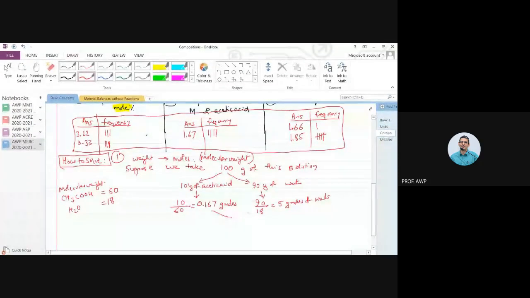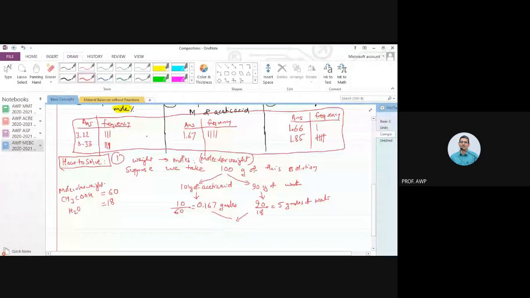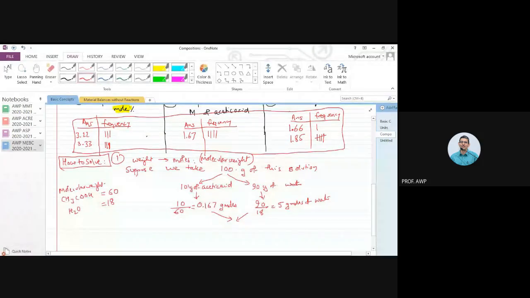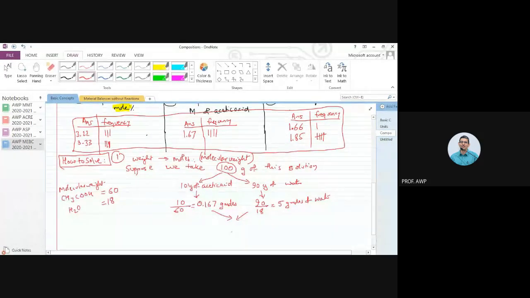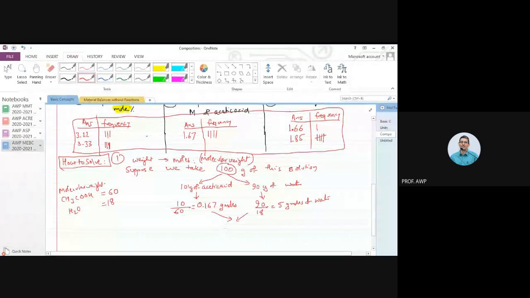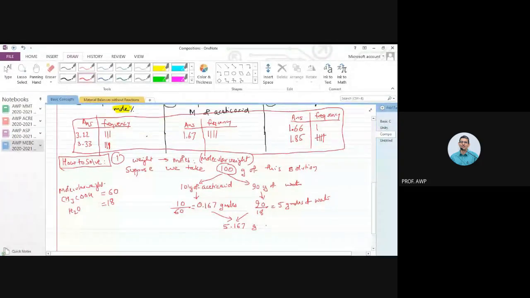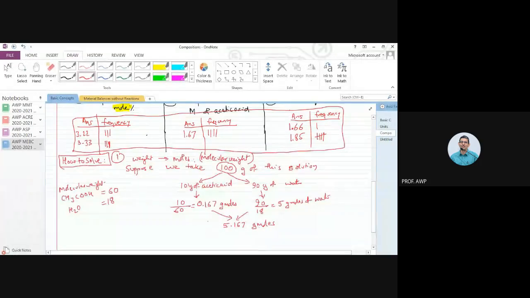So this mixture, which we have considered for our purpose of calculation, we have taken 100 grams of this solution. This mixture is going to contain 5.167 gram moles. Why is it coming? It is 0.167 gram moles of acetic acid and 5 gram moles of water. Total is going to be 5.167 gram moles.